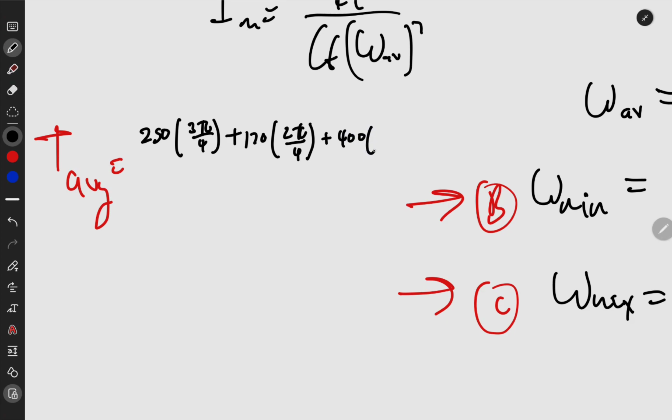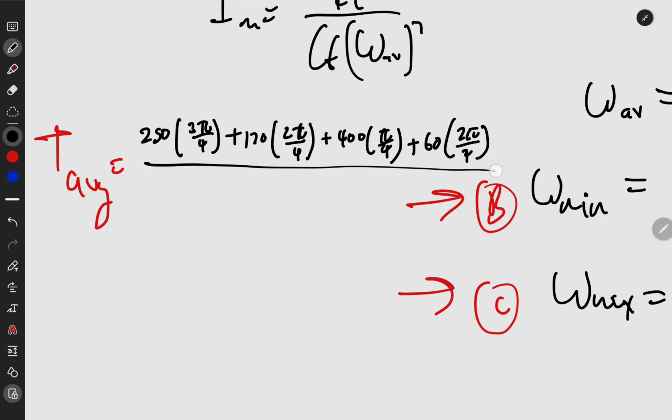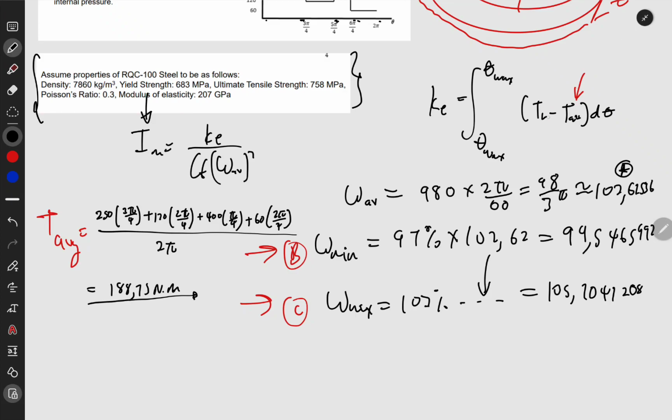Okay, 400 took 4 pi all over 4, plus 60 took 2 pi all over 4. Okay, that is all over how much the whole thing took, 2 pi, obviously, to one revolution. Then after doing correct calculations, I'm getting 175 N.m. Okay, now we have our torque average. So things are getting together for this one. We already know load, we already know torque average. This means we can now integrate, right?